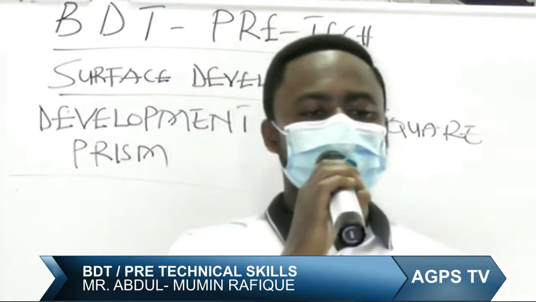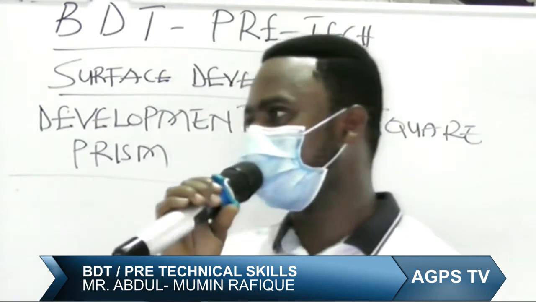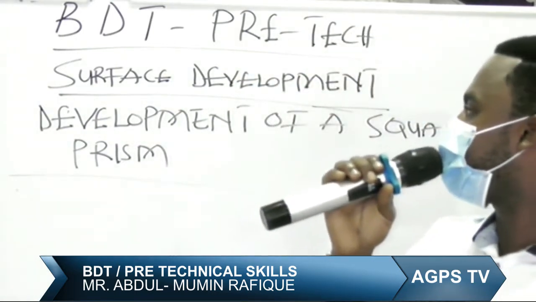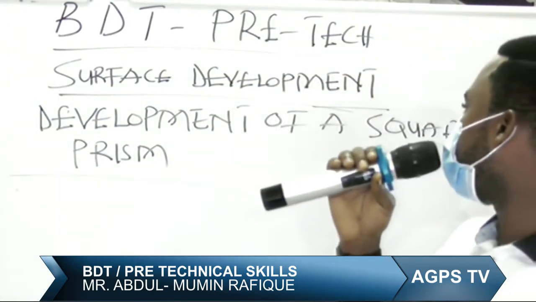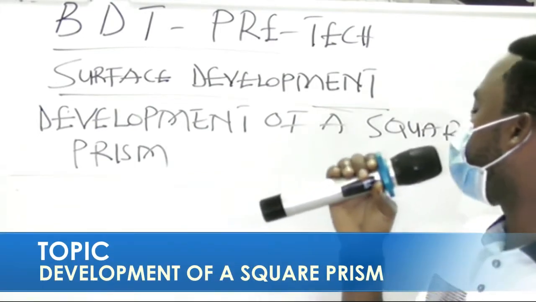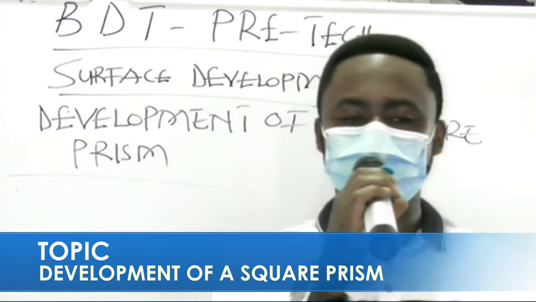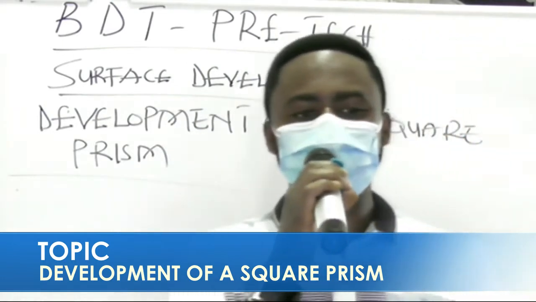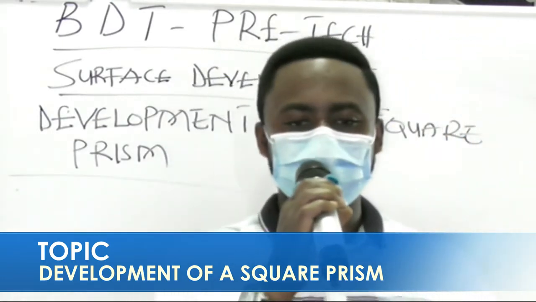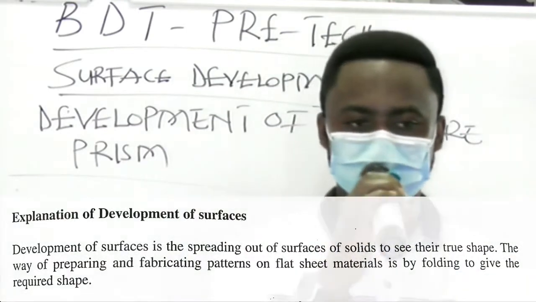Today, our topic for discussion is surface development. And under that, we shall look at the development of a surface of a square prism. So, without wasting time, let's take a look at what development actually means.